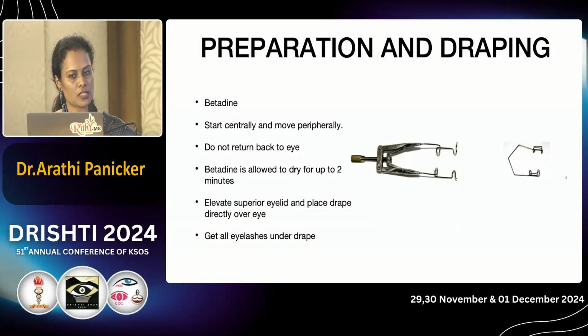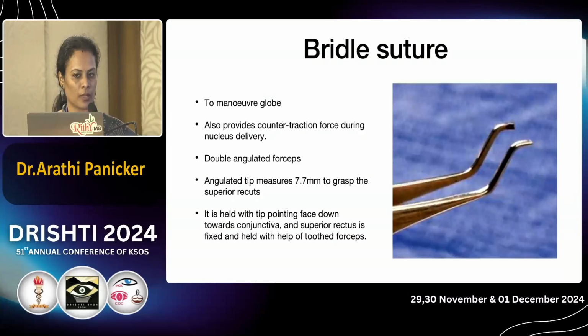We'll go through each step one by one. Preparation and draping. Betadine scrub should be started centrally and then move peripherally. Do not return back to the eye. The betadine is allowed to dry up for 2 minutes. Elevate the superior eyelid and place the drape directly over the eye. You should get all the eyelashes under the drape.